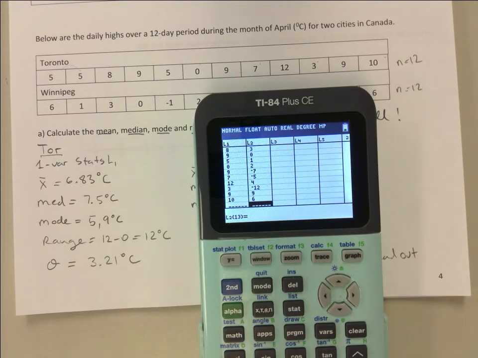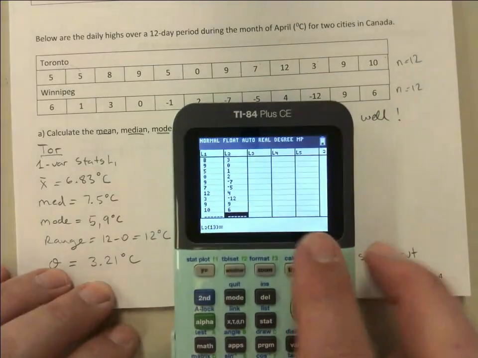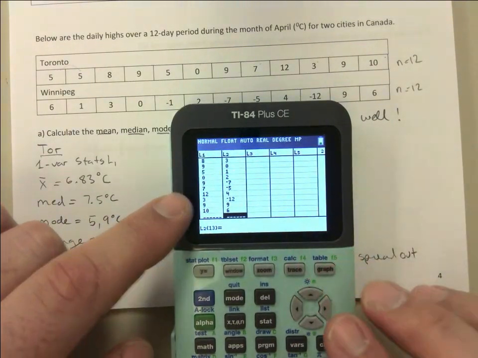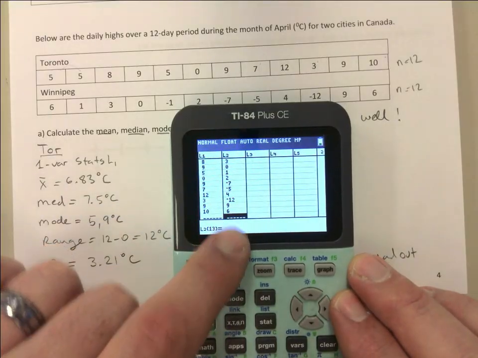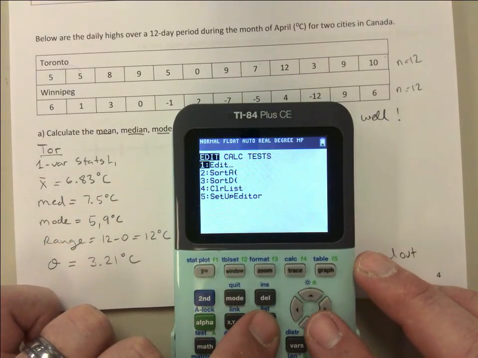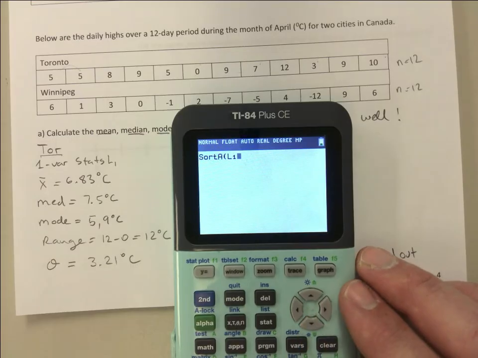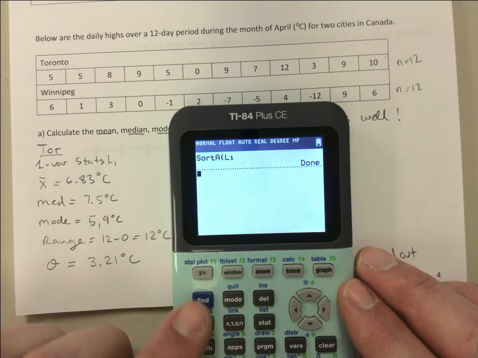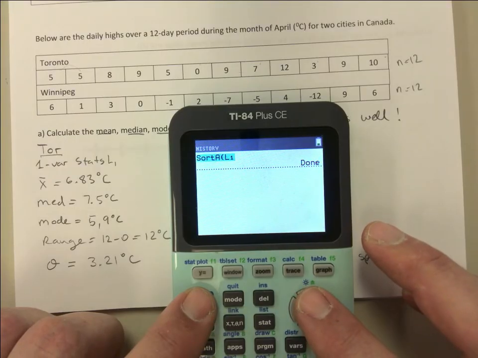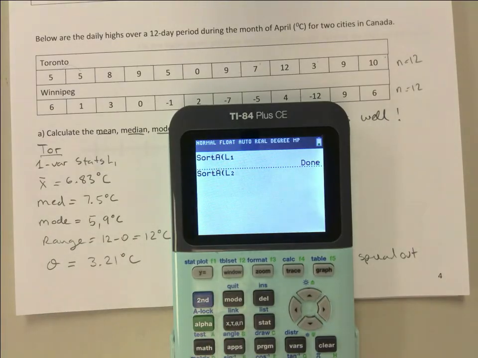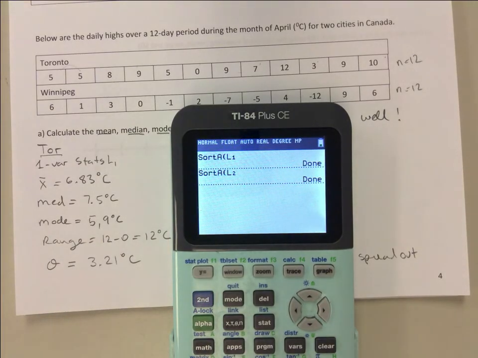Okay. So for a line plot, which we're going to do next page, listen carefully. Especially if you're going to make multiple line plots, can we sort L1 and L2 real quick? Because that makes it so much easier. So let's go to sort. We're going to say sort L1, hit enter. We're going to repeat that. I'm going to copy that, and instead of L1, I'm also going to tell it to sort L2. I'm sorting both of them, Toronto and Winnipeg.